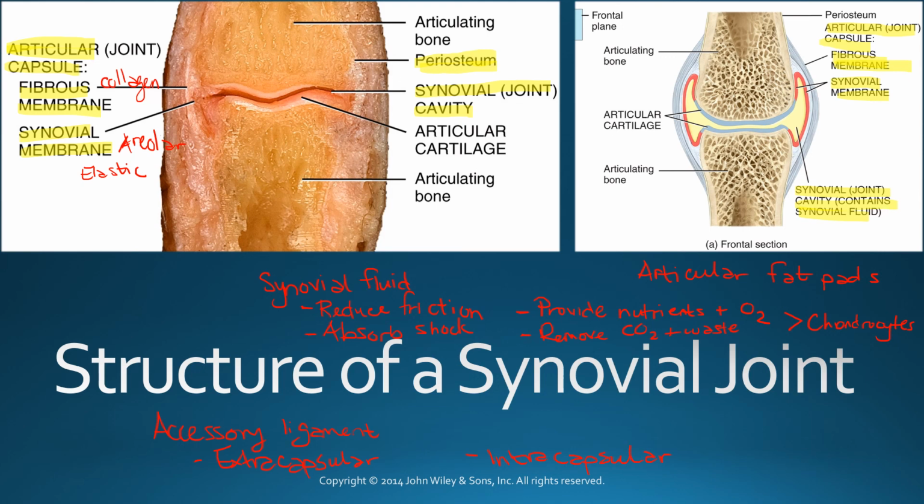Extracapsular ligaments naturally lie outside the articular capsule, and some examples are the fibular and tibial collateral ligaments of the knee joint. Intracapsular ligaments are within the articular capsule, inside the synovial membrane. Examples of these would be the anterior and posterior cruciate ligaments, or the ACL and the PCL, of the knee joint.